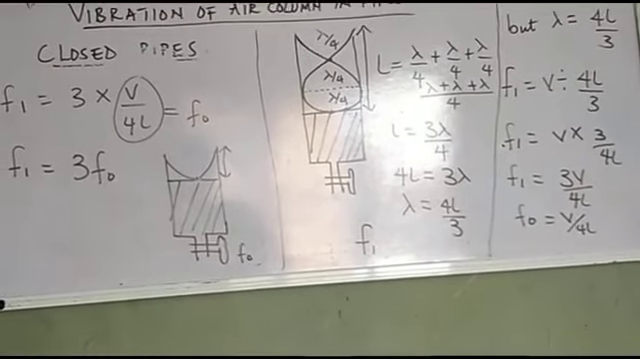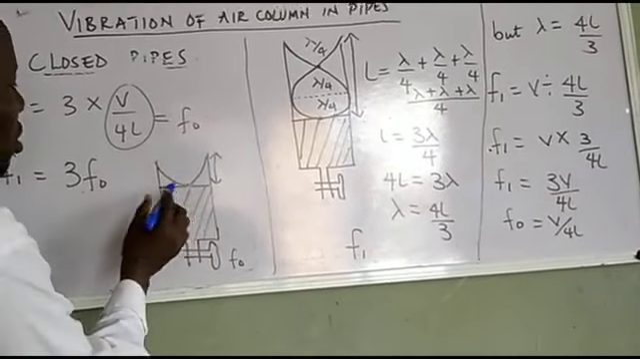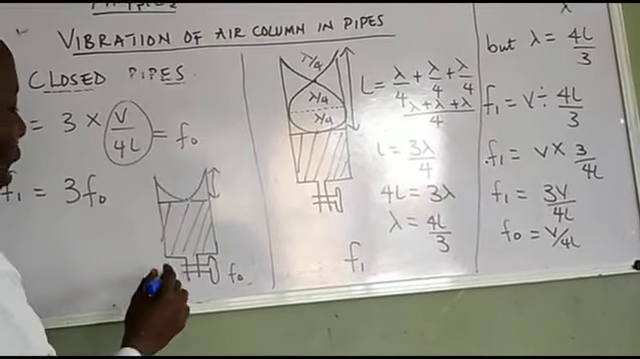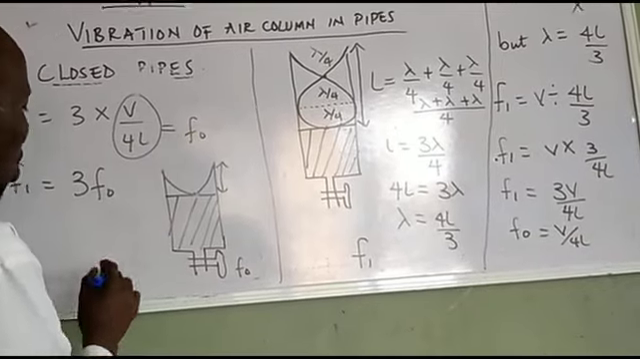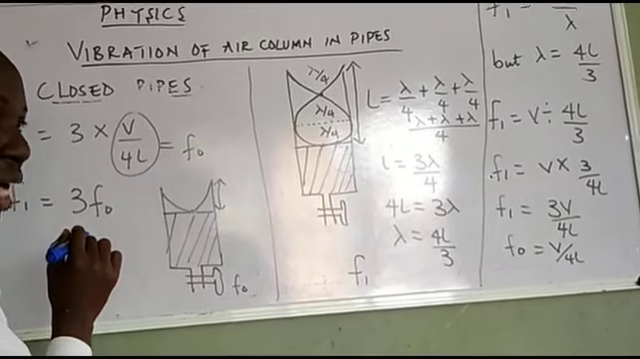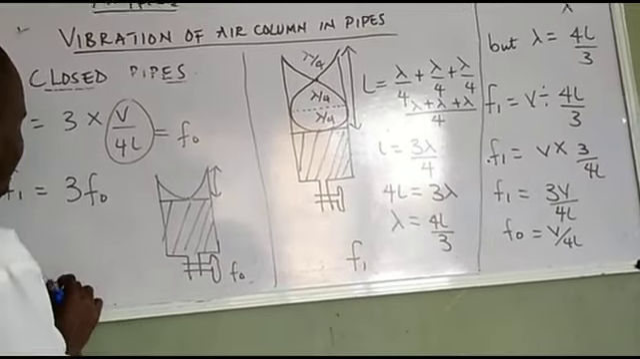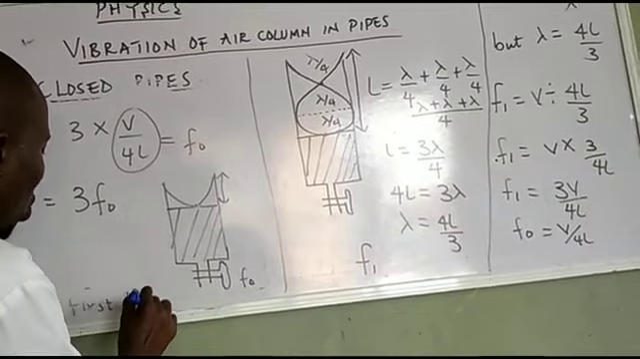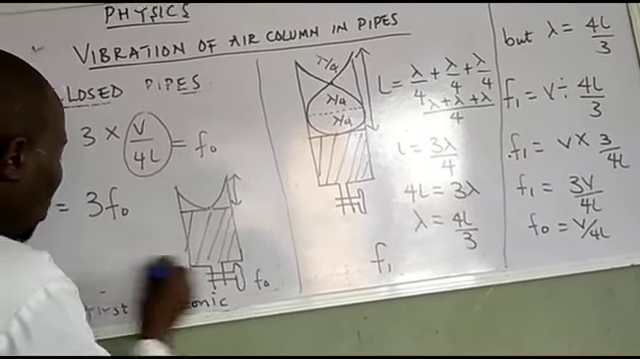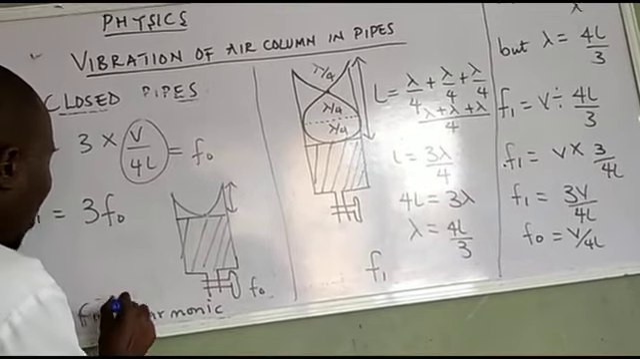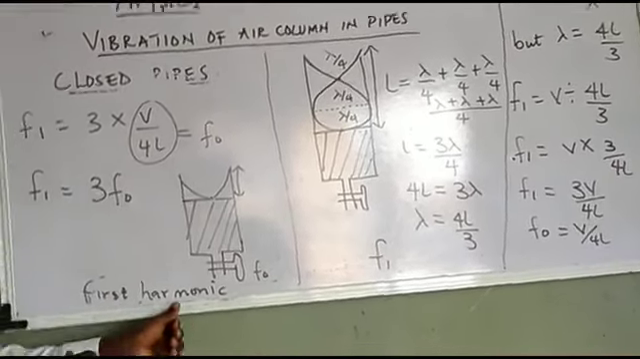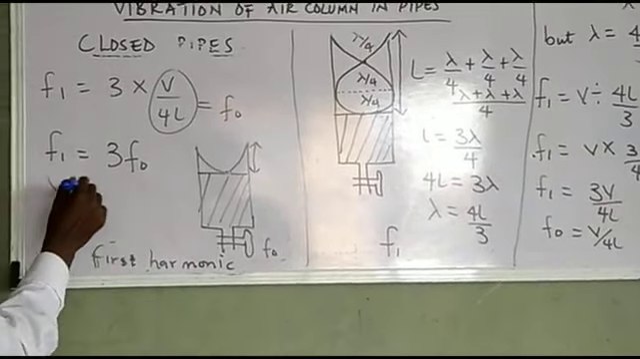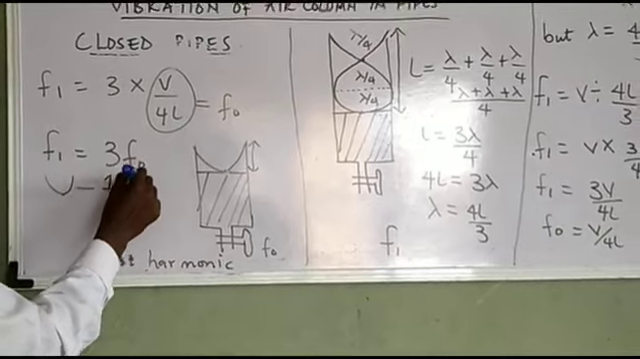Now, let me tell you something. For F naught, we only have one half of a cycle, isn't it? Yes. One half of a cycle represents one harmonic. Is that clear now? So, F naught represents the first harmonic of a closed pipe. We got the harmonic from the fact that a half of a cycle is equivalent to one harmonic. Half of a cycle means one harmonic.